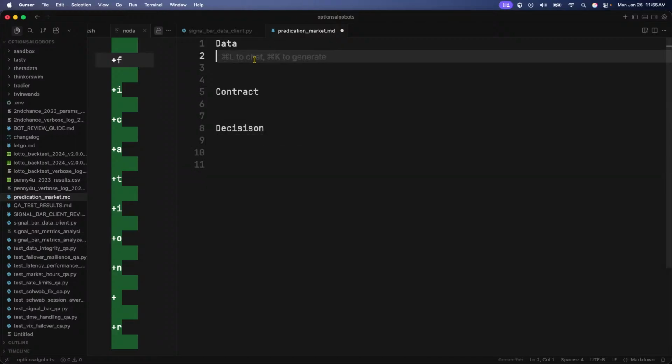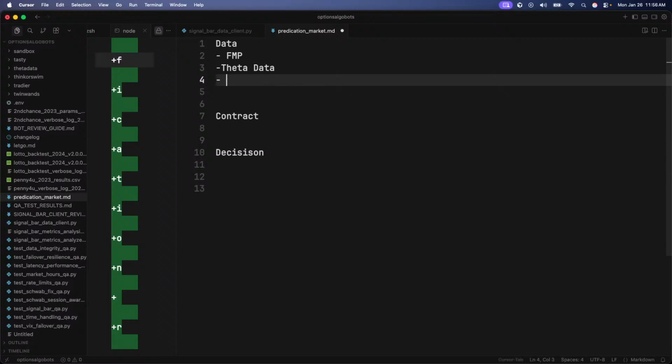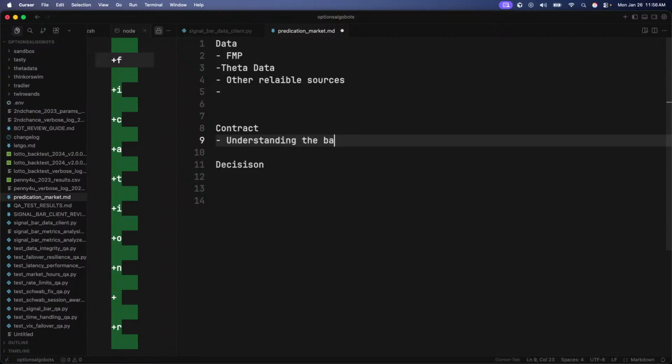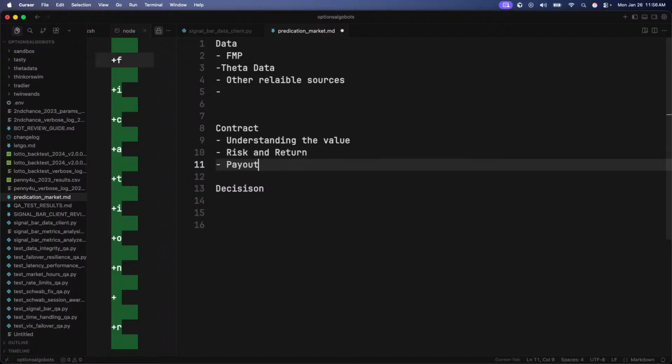Where's the data going to come from? Data could come from FMP. Data could come from Theta Data. Data could come from other reliable sources, or even Pascal, your source that you have. But again, I just need to flush that out a little bit. Other reliable sources. And then the contract, understanding the value of risk, ROR, so risk and return and payout.